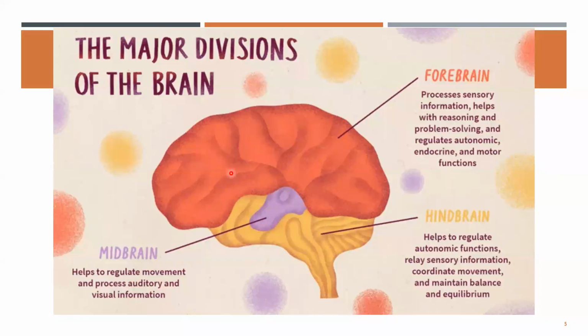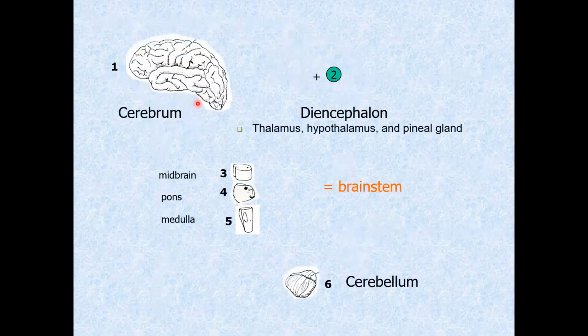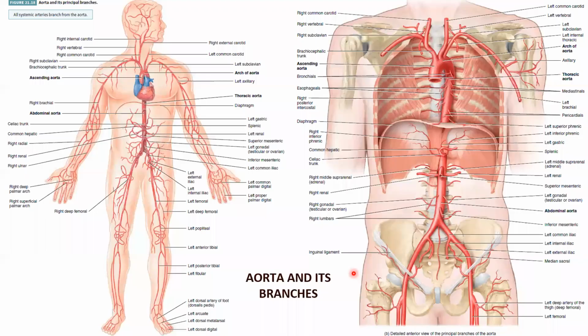The major divisions of the brain include the forebrain, midbrain, and hindbrain. Your forebrain is composed of your cerebrum and diencephalon, and your hindbrain is composed of your pons, medulla oblongata, and your cerebellum. Forebrain makes up your cerebrum and your diencephalon, including your thalamus, hypothalamus, and pineal gland or epithalamus. Your midbrain, pons, and medulla are referred to as your brainstem. And then you have your cerebellum.